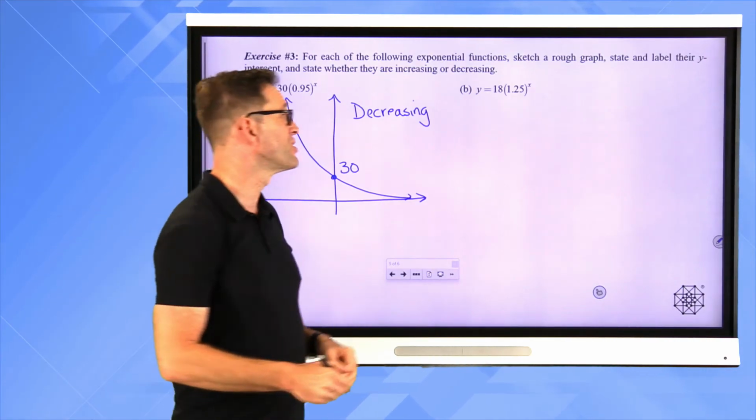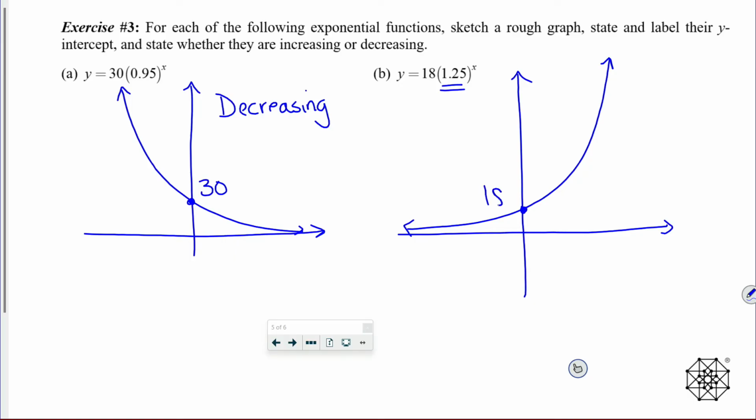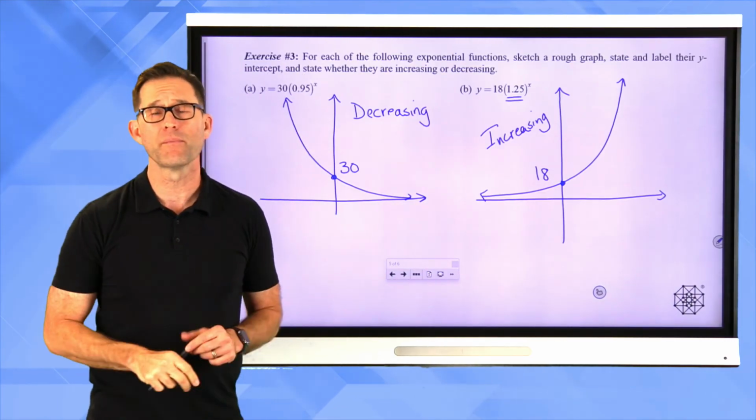All right, I'd like you to do the same thing for letter B. All right, same song, second verse. I'm going to draw out a set of axes. All right, because my base is greater than 1 now, this is going to be an increasing exponential function. I know its y-intercept is 18. We'll write down increasing, and that's it.